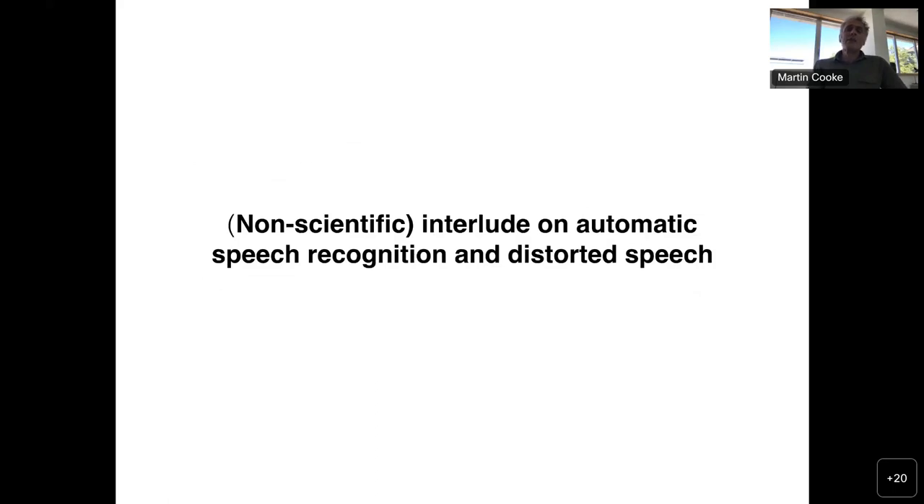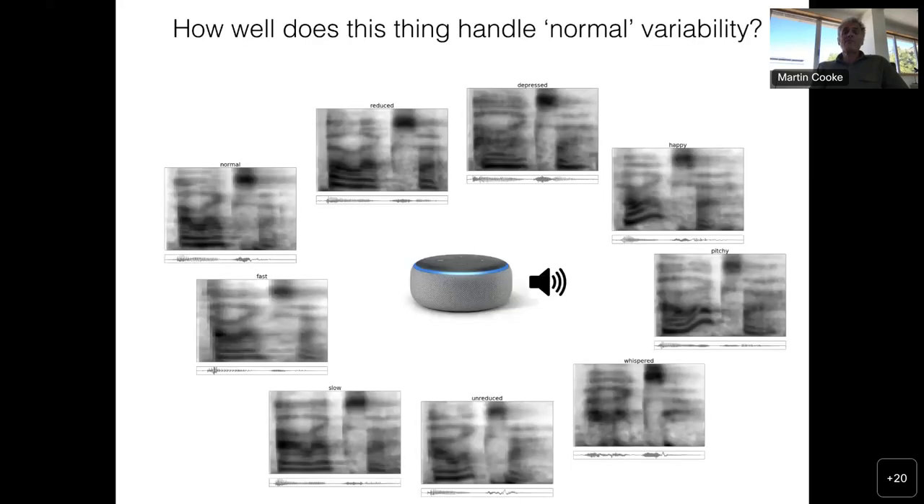And now I want to just have a little bit of a fun, non-scientific interlude on ASR and distorted speech. And the question is, how does something like this handle variability? And we're going to start with normal variability. And that is the kind of variability that this thing might meet in normal speech, everyday speech. So you're going to listen to some examples of me saying the Alexa wake up sign, and then we'll see how well it does.